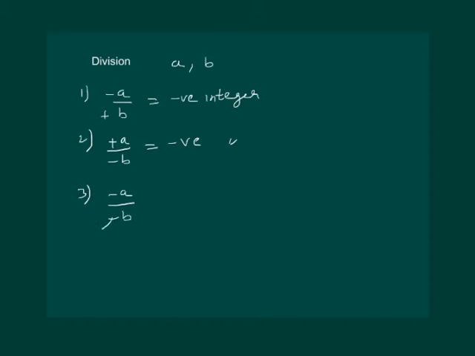We thus conclude division of integers as follows. If a and b are any two integers, then division of a negative integer by a positive integer will give us a negative integer, a positive integer by a negative integer will give a negative integer, and a negative integer by a negative integer will give us a positive integer.